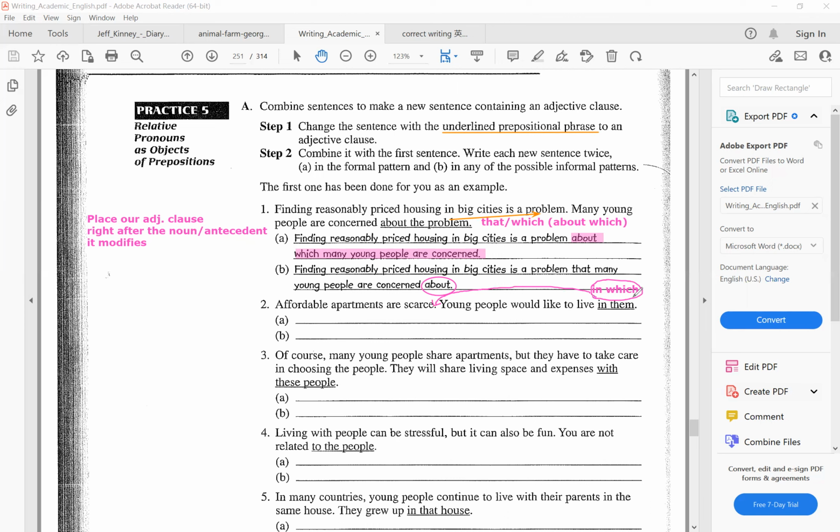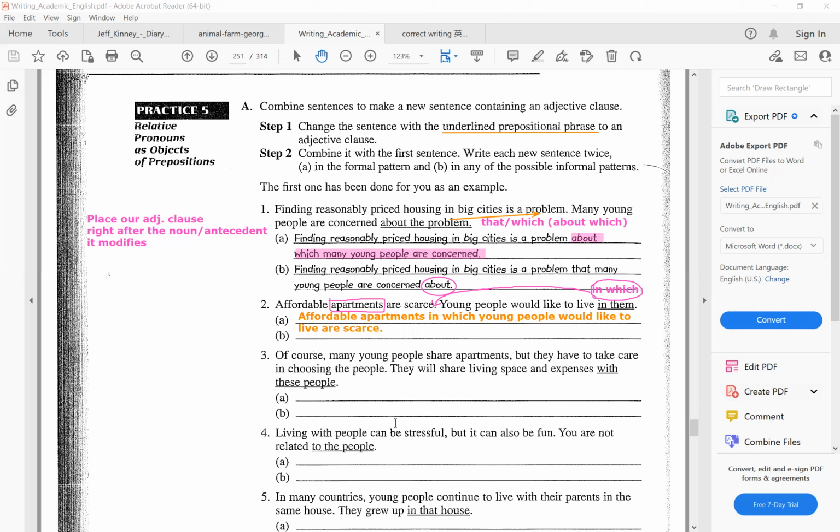And what are we modifying here? What does the which stand for? Which stands for the word apartments. So, of course, my sentence would be: affordable apartments in which young people would like to live are scarce. And that is my adjective clause. So I'm not going to write out the informal version because I'm running out of space, but I can also say affordable apartments that young people would like to live in are scarce. So I can leave the preposition at the end.